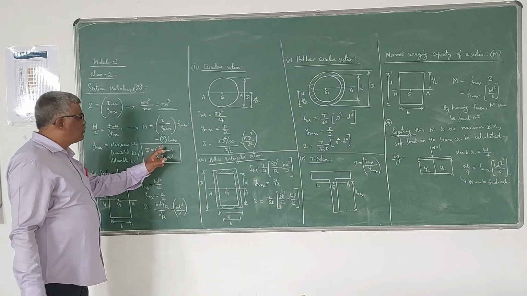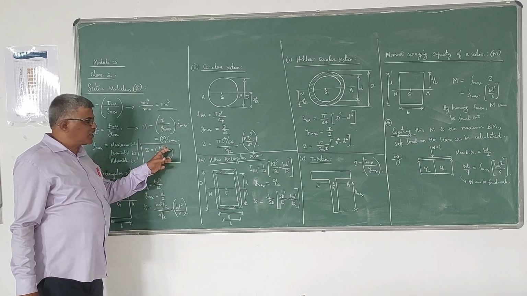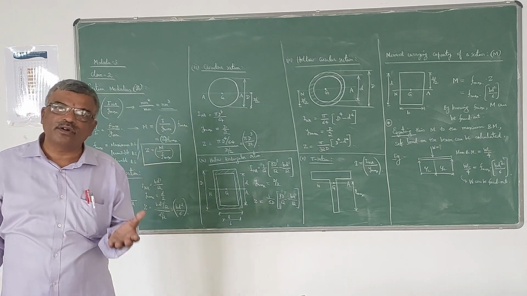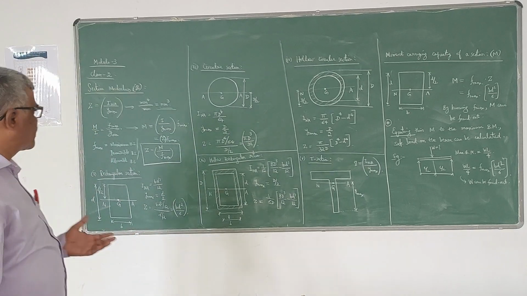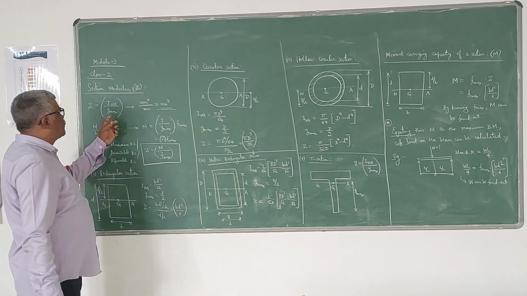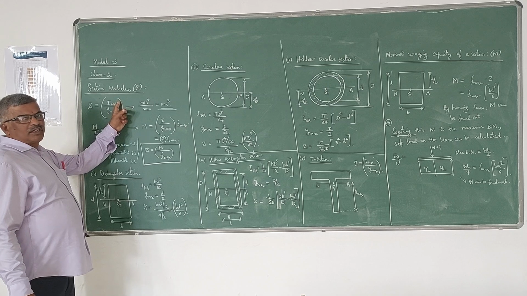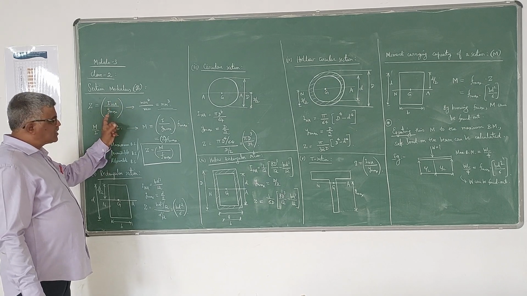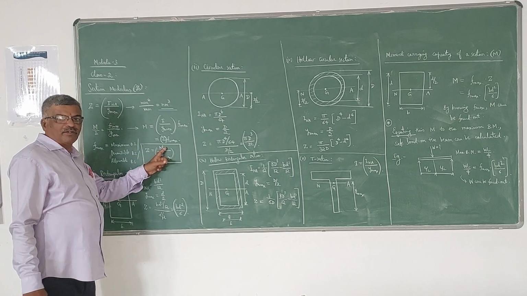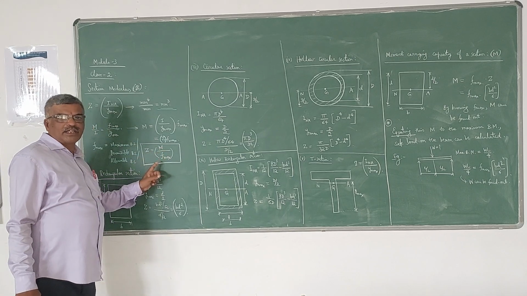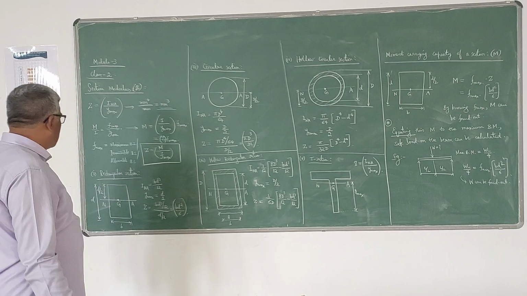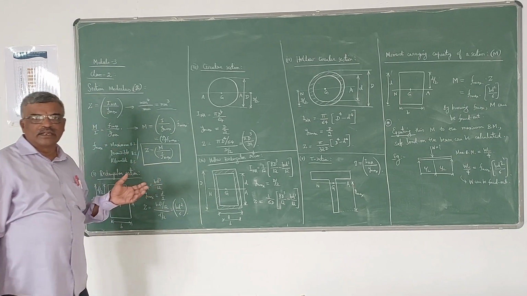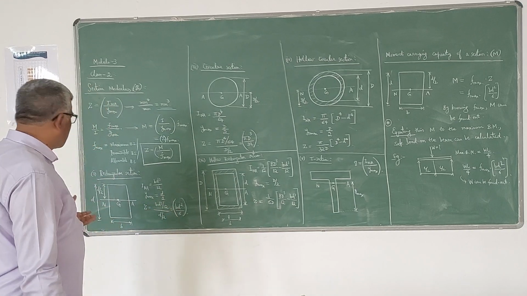So the ratio of moment of resistance of the particular section to the allowable bending stress is also called section modulus. So section modulus can be defined in two ways: the ratio of moment of inertia to the distance of the farthest fiber from the neutral axis, or the ratio of moment of resistance of the section to the maximum bending stress.